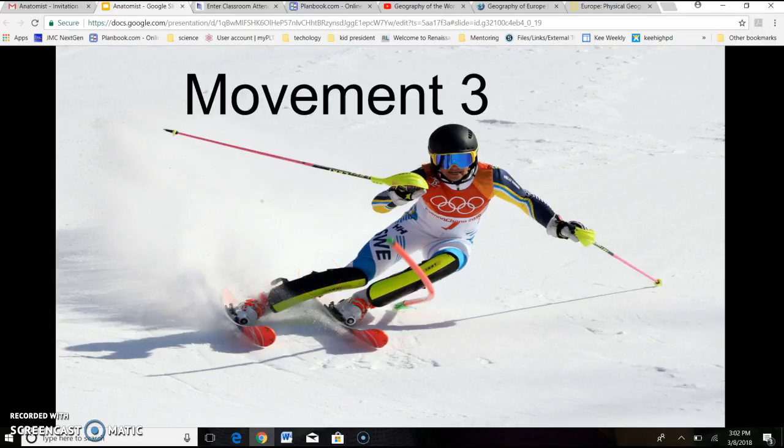Movement 3. Shoulder, ball and socket is the type of joint, and the humerus and clavicle are the bones. The movement is to propel you forward, using the bicep and tricep.